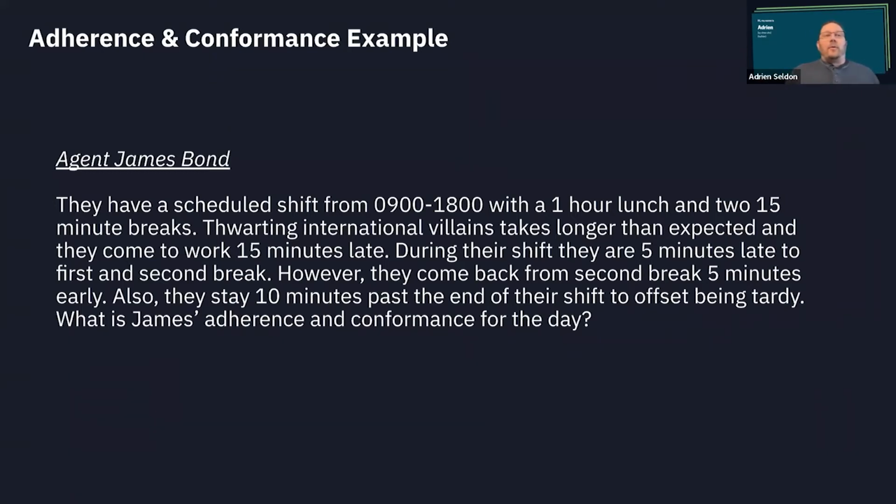But as we know, thwarting those international villains takes longer than expected, and they come to work 15 minutes late. It happens to the best of us, especially when your Aston Martin breaks down. During their shift, they are 5 minutes late to the first and the second break. However, they come back from their second break 5 minutes early, and then they also stay 10 minutes past the end of their shift to offset being tardy. What is James's adherence and conformance for the day?